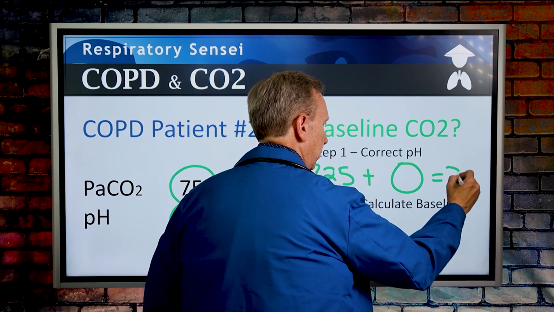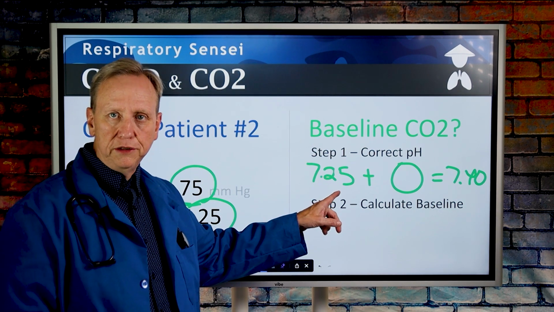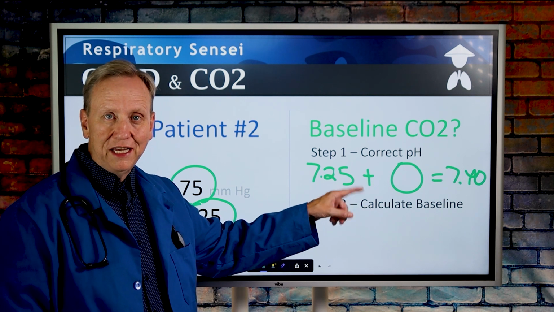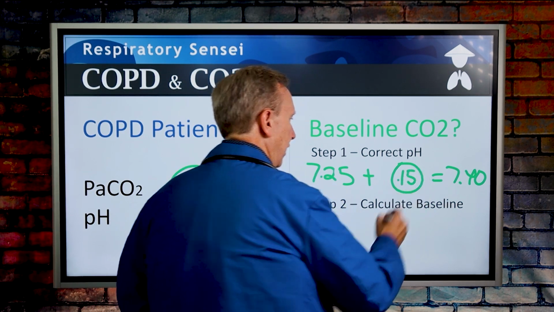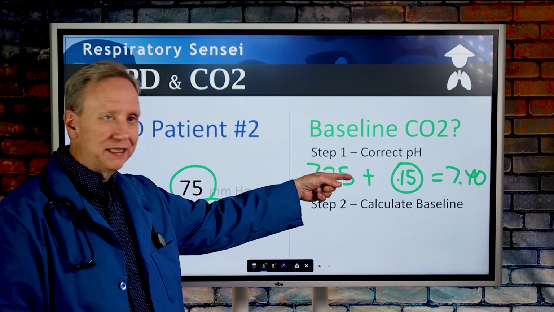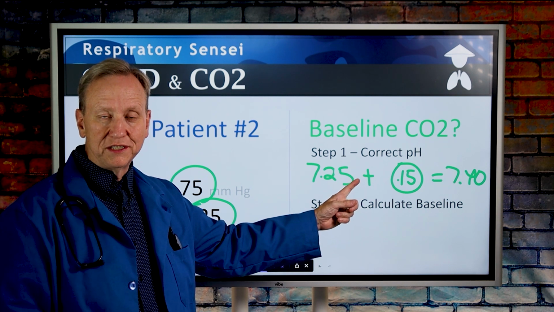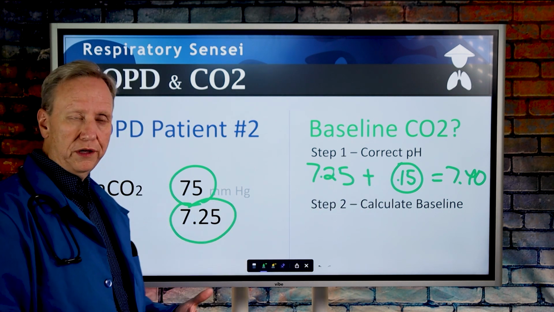Plus what equals 7.40. And of course, if you look at that, can you tell that you have to add 15, or 0.15, to that in order to get 7.40? And so can you see the 0.15 right here? Well, that's the same 15 that, if we add it to get the pH to where it's supposed to be, all we have to do is do the opposite. We're going to subtract that same 15 from the CO2 to figure out where they normally live.